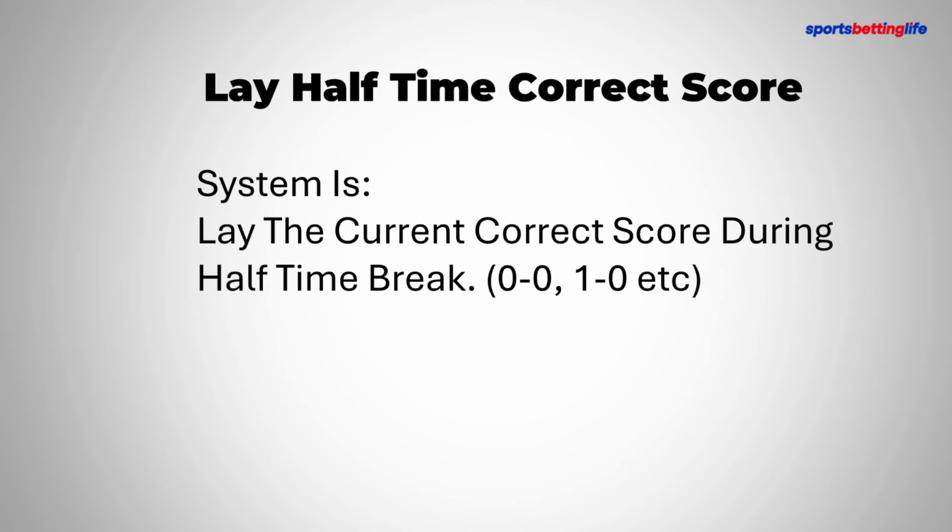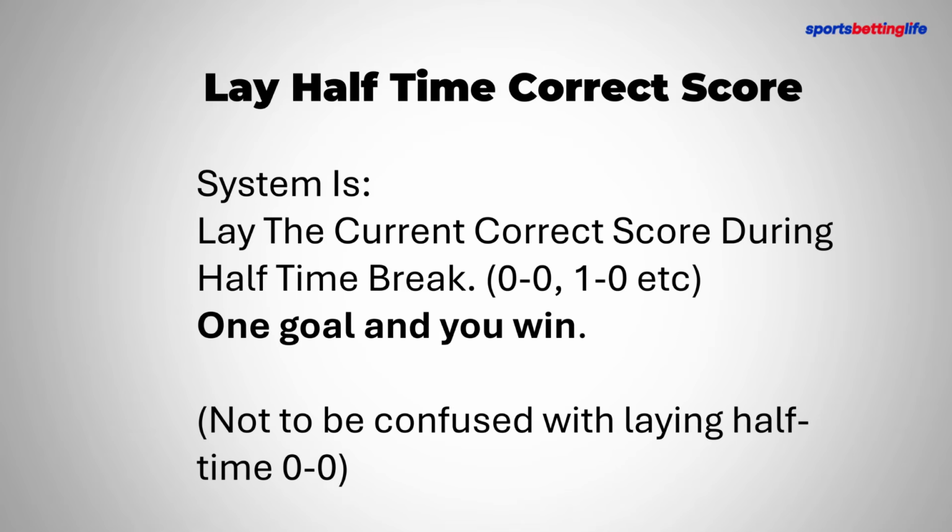The system is you're going to lay the current correct score during the halftime break. So if it's 0-0 or it's 1-0, etc., you lay it. One goal, that means that score cannot happen, so one goal and you win. Not to be confused with laying the halftime 0-0. Okay, you're looking to lay the current correct score at halftime.